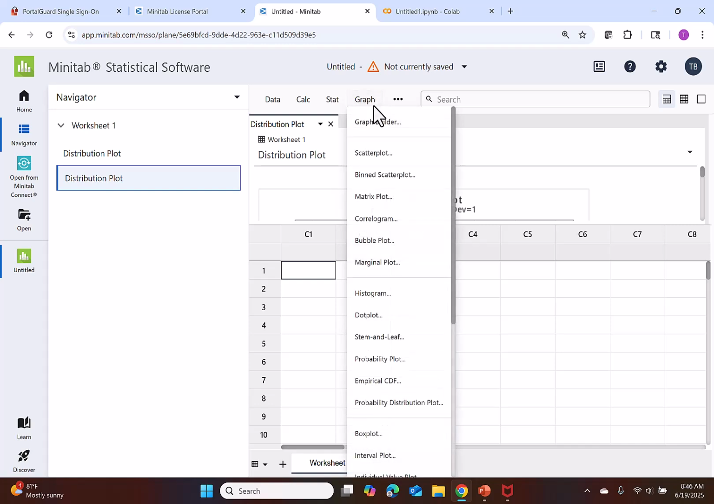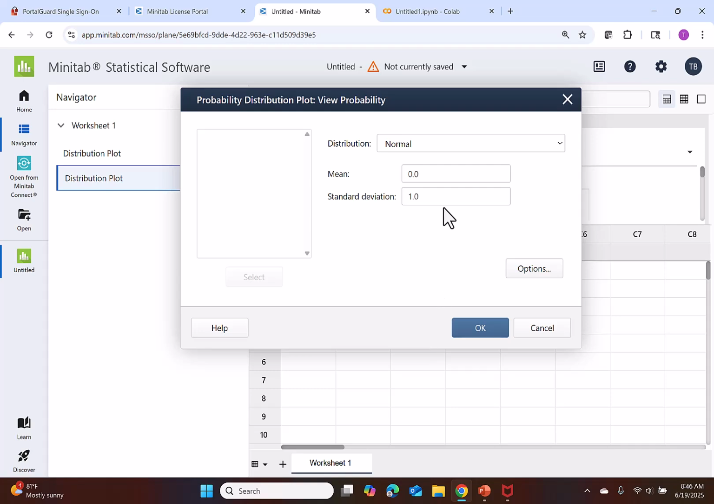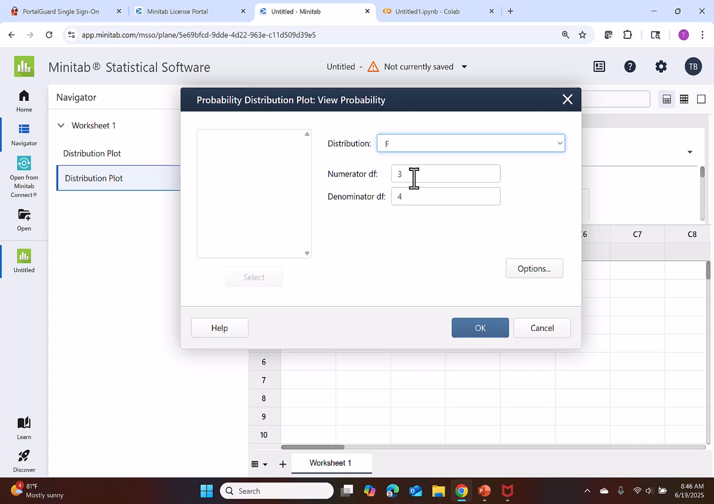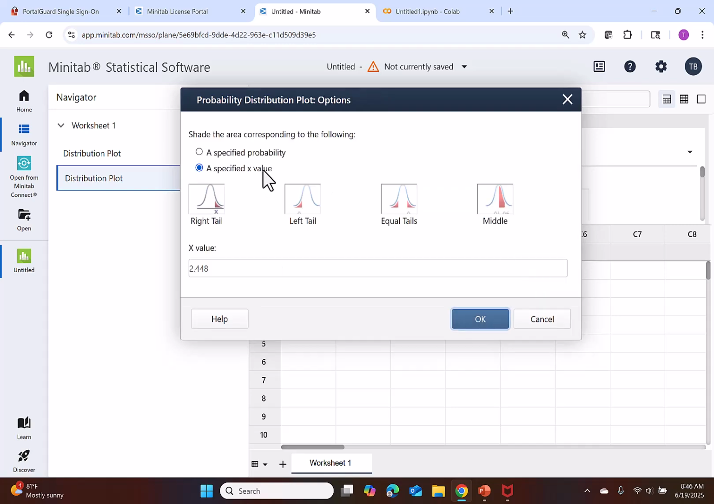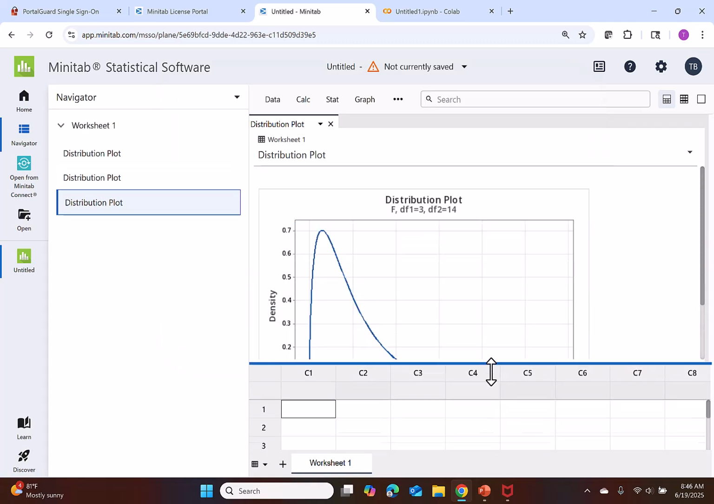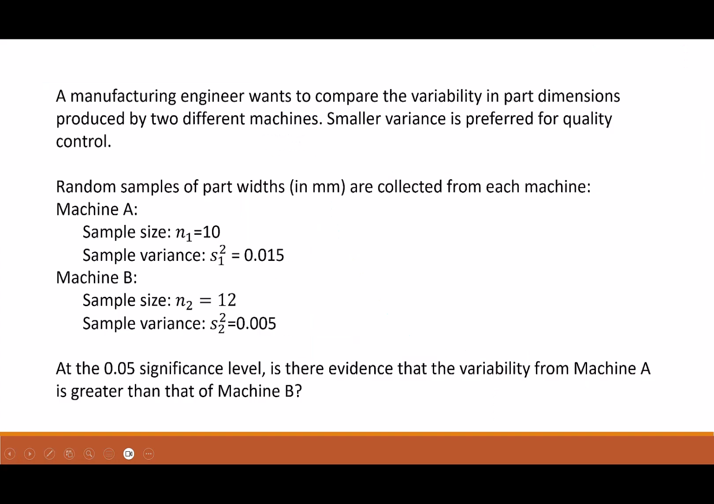In Minitab, I'll hit Graph, Probability Distribution Plot, View Probability. I want to switch the distribution to an F distribution. My degrees of freedom in the numerator is 3, in the denominator we had 14. On the options, we have a specified X value of 2.448 and we said we want a right-tailed test. This gives us a p-value of 0.1068. Let's do a full test now.